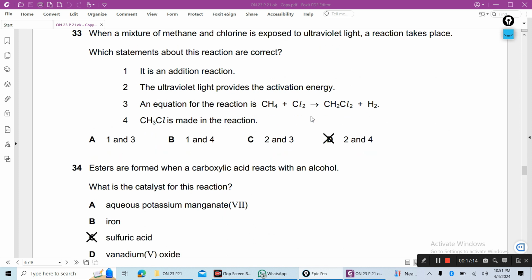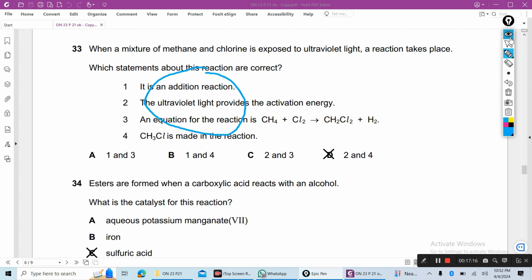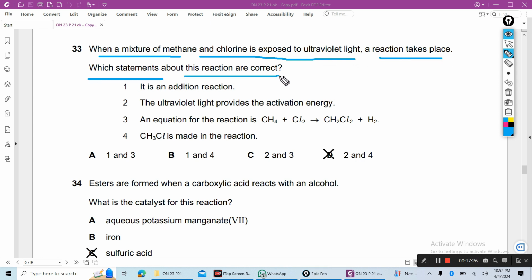Next, 33. When a mixture of methane and chlorine is exposed to ultraviolet light, a reaction takes place. Which statements about the reaction are correct? 2 and 4 is the correct answer. Why? The ultraviolet light provides the activation energy. True, yes. For a reaction to occur, the reacting molecules get energy from ultraviolet light. So 2 is the correct answer.